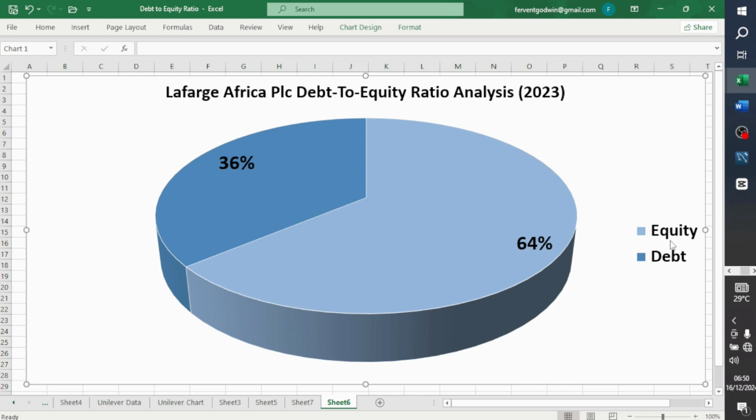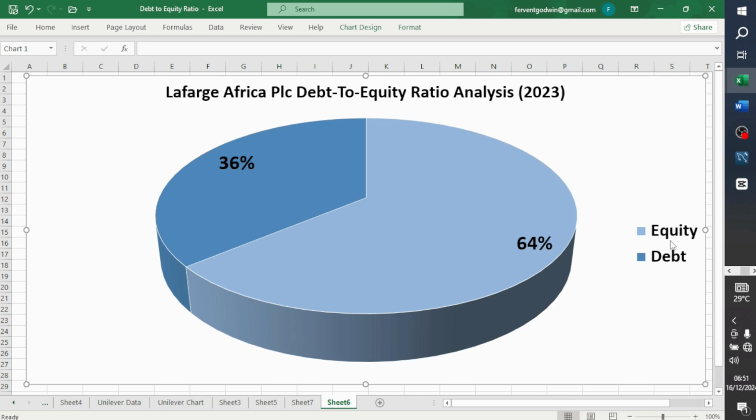A moderate debt to equity ratio also suggests that the company has adequate financial flexibility to meet its obligations and invest in growth initiatives. Then, industry norms: a debt to equity ratio within this range may be considered normal for the industry, indicating that the company is in line with its peers. So we can see here that Lafarge is doing well, in a nutshell, with regards to debt to equity, because it doesn't cover all other metrics.